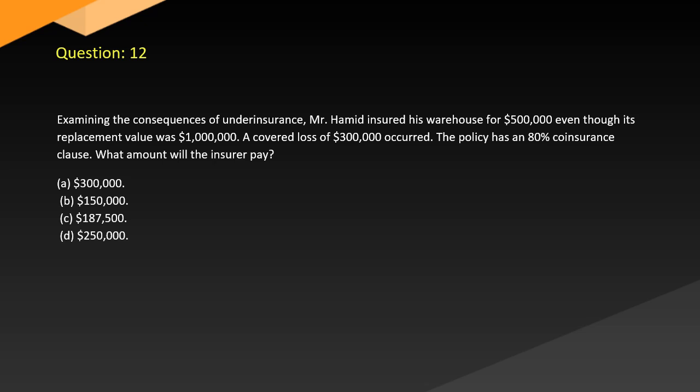Question 12. Examining the consequences of underinsurance, Mr. Hamid insured his warehouse for $500,000 even though its replacement value was $1 million. A covered loss of $300,000 occurred. The policy has an 80% coinsurance clause. What amount will the insurer pay? A. $300,000. B. $150,000. C.